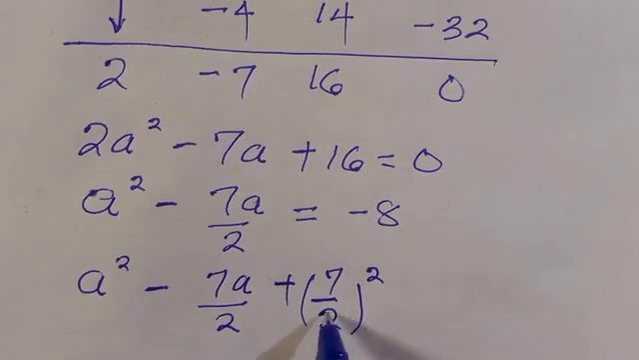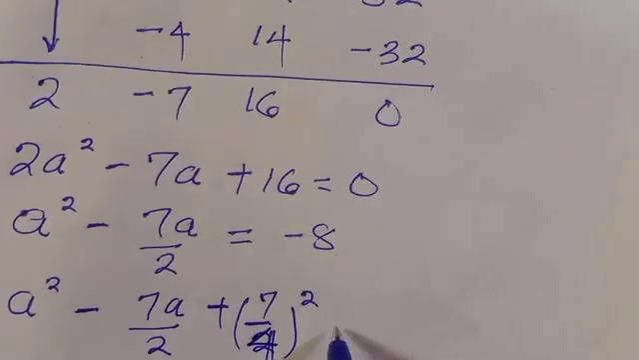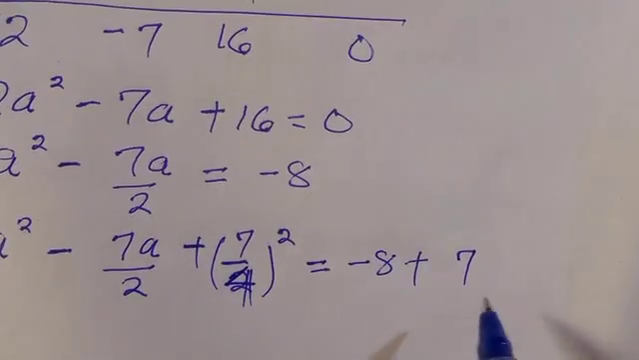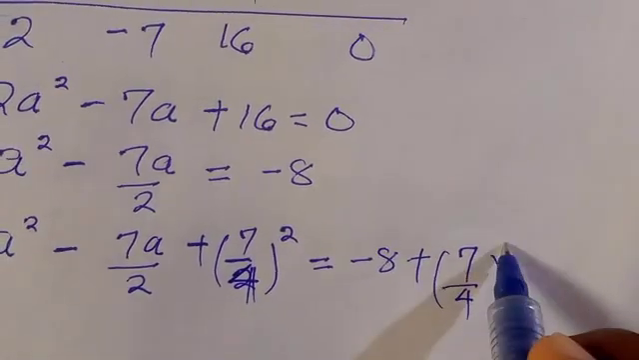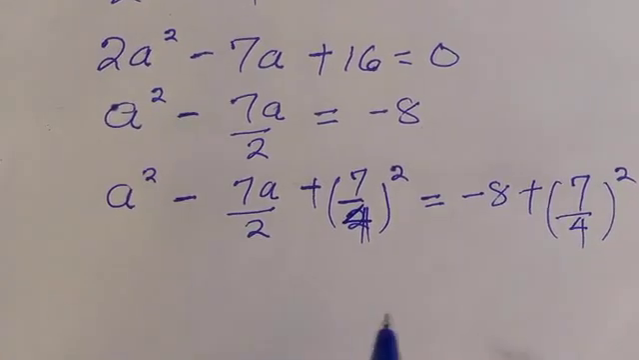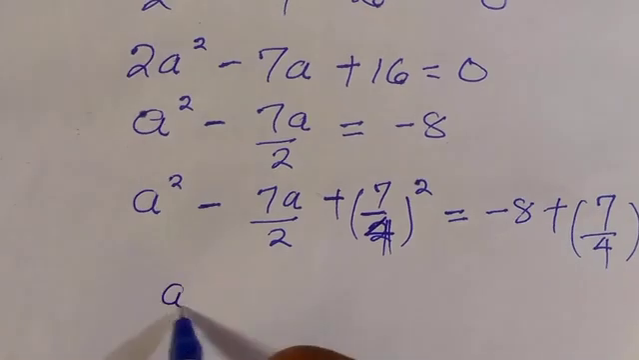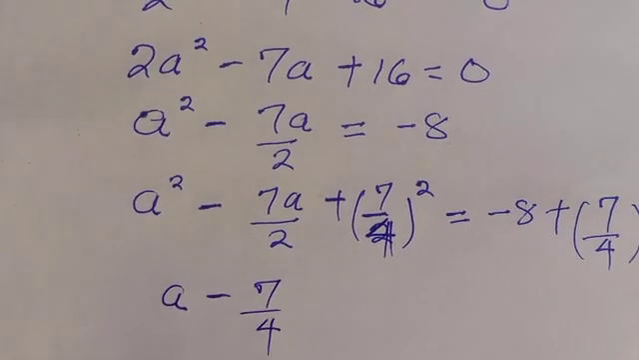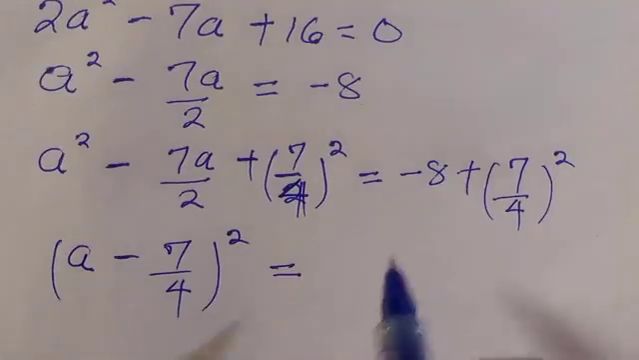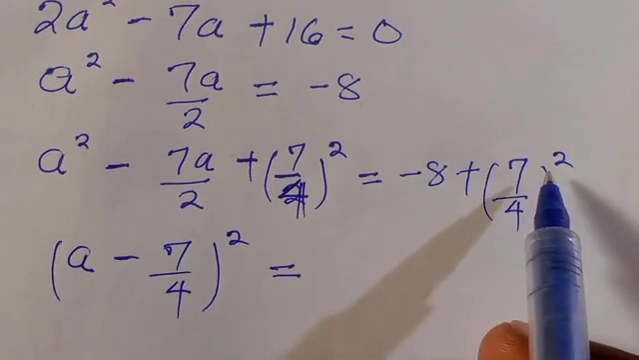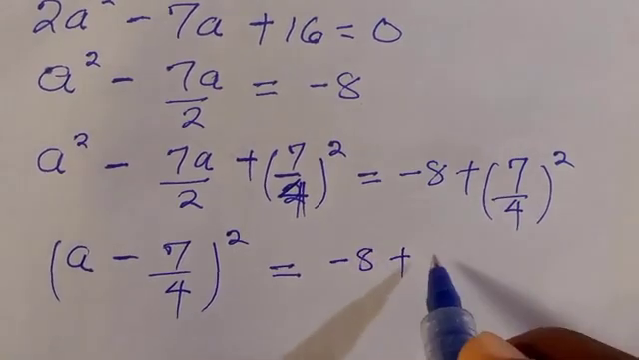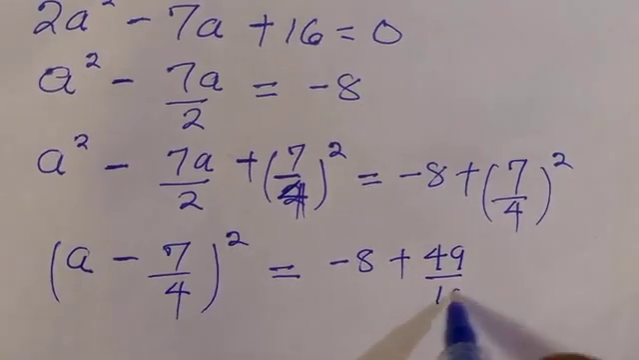Alright, so here should be 4, equals, and here we have minus 8 plus 7 divided by 4, all to the power of 2. So when we combine this and this together, what we are going to have here is a minus 7 over 4 all to the power of 2 equals, so with this we have 7 squared, which is 49, and 4 squared, which is 16. So we have minus 8 plus 49 divided by 16.